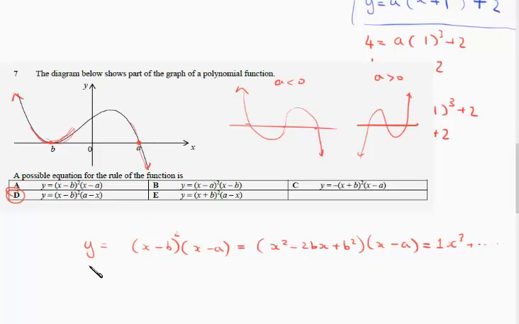So, in order to get this curve, all you have to do is place a minus sign at the front. But you see that the only one with a minus sign is that one there. But that one cannot be the answer because it says x plus b. It must be x minus b and x minus a.